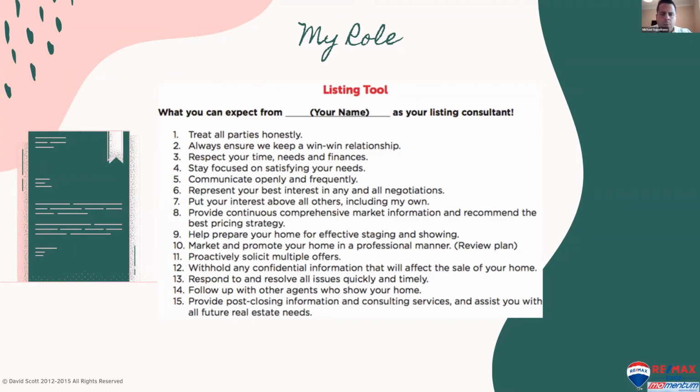Okay, communicate openly. Represent your best interests in any and all negotiations. Put your interests above all others, including my own. Provide continuous, comprehensive market information, and recommend the best pricing strategy. Many agents are not continuing to give comprehensive market information. And if you share that, tell them, when do you give this market information? Is it once a month, twice a month, once every other month?